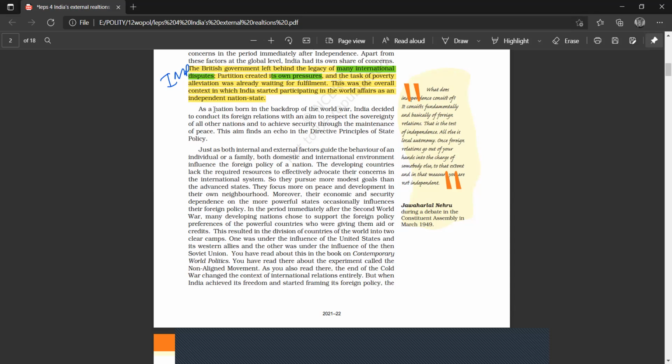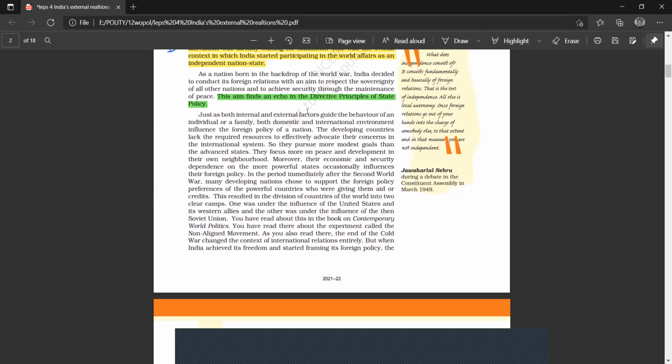All right, moving on. As a nation born on the backdrop of a World War, India decided to conduct its foreign relations with an aim to respect the sovereignty of all nations and to achieve security through the maintenance of peace. This aim finds an echo in the Directive Principles of State Policy. So here we have a reference to the Directive Principles of State Policy, that India's foreign policy is based on the DPSP.